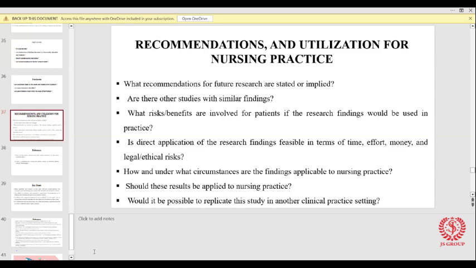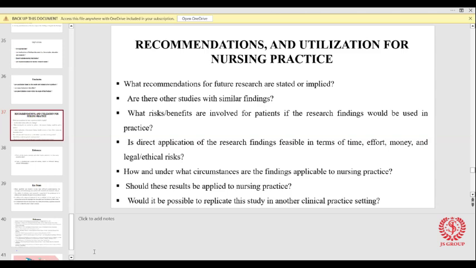Is direct application of the research findings feasible in terms of time, effort, money, and legal or ethical risk? The researcher has to check whether it is feasible to apply directly in practice. Some treatment may be very effective but very expensive, so we cannot apply it in practice. Some interventions are time consuming, and some need effort, manpower, and material. Some carry risk. We have to analyze all these things, then only can we utilize the intervention in evidence-based nursing practice.